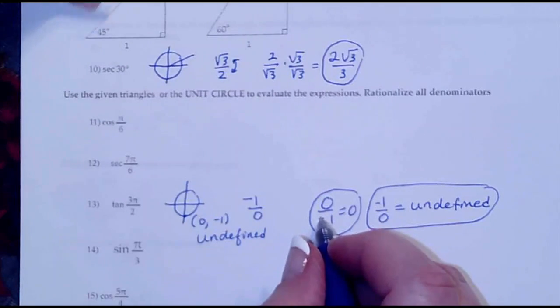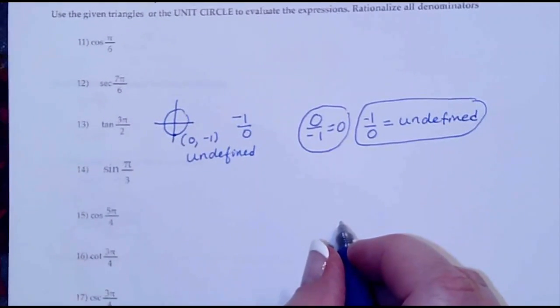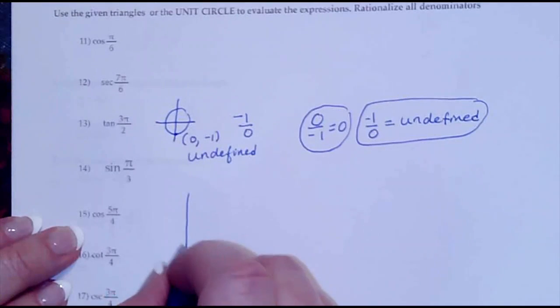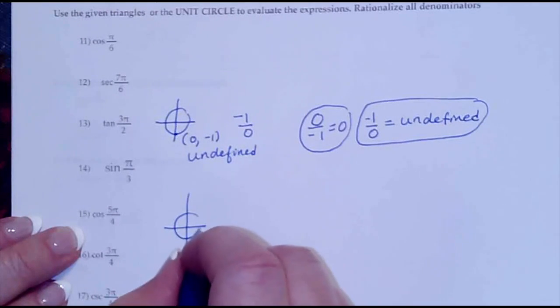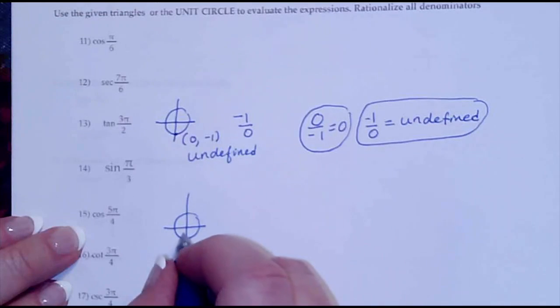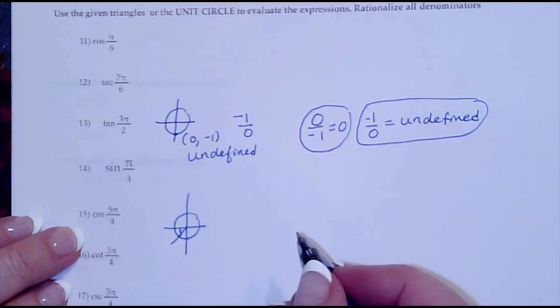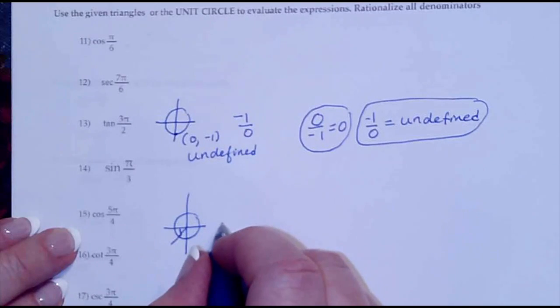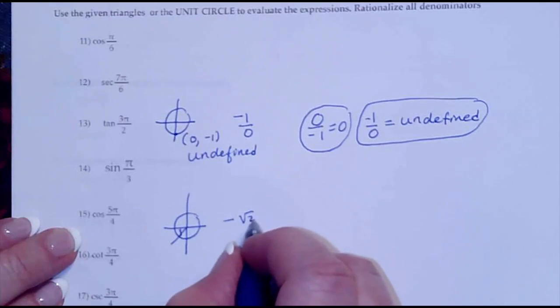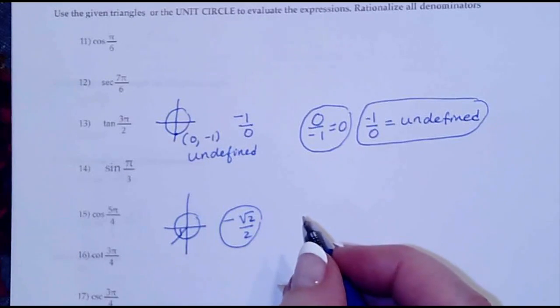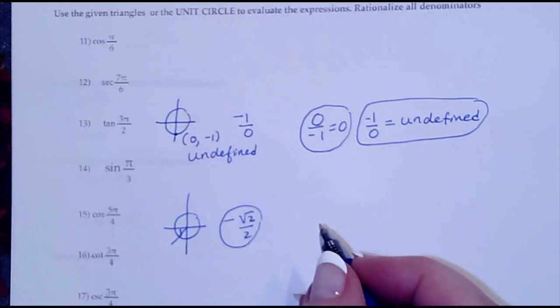All right, so let's go down. Let's try the next one, cosine of 5 pi over 4. So cosine of 5 pi over 4, we know is going to be in what quadrant? Third quadrant, good. So we know that cosine is negative. So we're going to have negative square root of 2 over 2. Now, like I said, you can use the right triangles up at the top if you want to, and that's also okay.